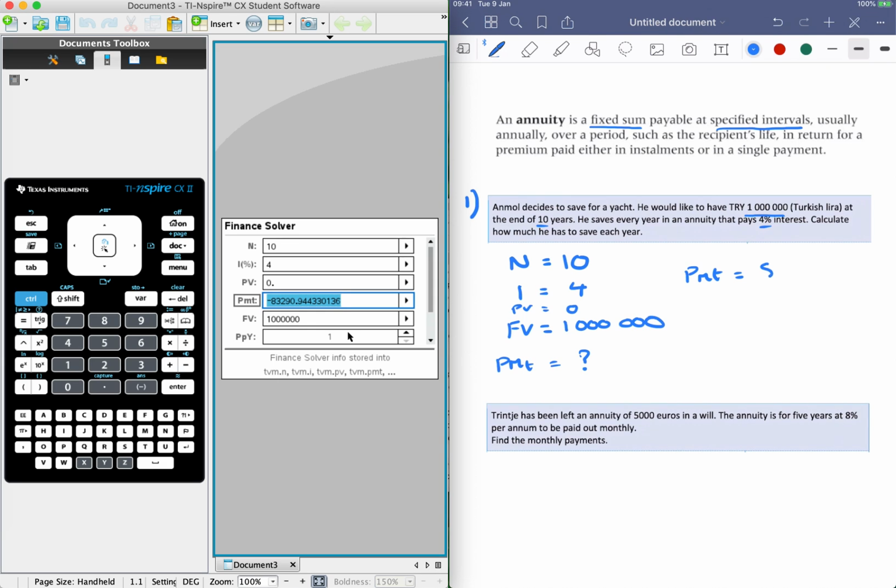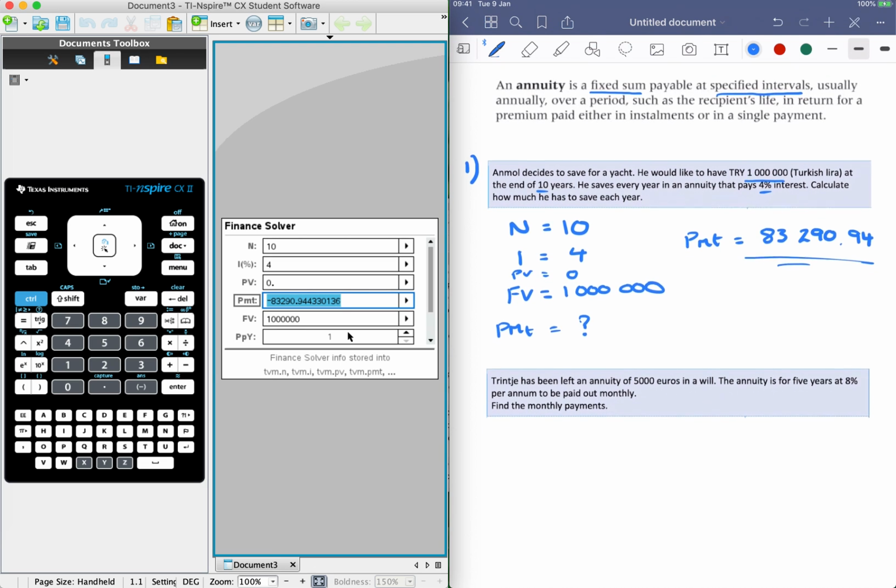So it's 83,290. And because it's money, I'm going to go to 2 decimal places, 94p. So that's how much he needs to save per year. So that's our answer. I'm going to underline that one. Okay, let's have a little look at another one then.